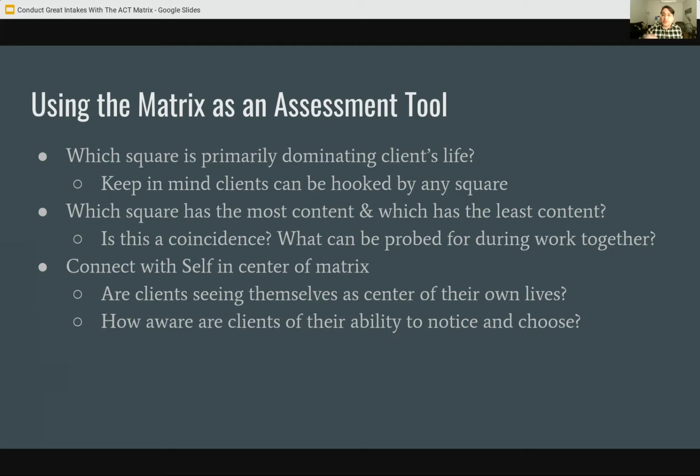You can also just use it to assess clients' progress throughout the therapeutic journey. So you might think of things like, from week to week, which of the quadrants or which of the squares is primarily dominating the client's life? Are they totally focused on the bottom left square? Are they totally focused on the bottom right square? Are they totally focused on actions that they do? And so on and so forth.